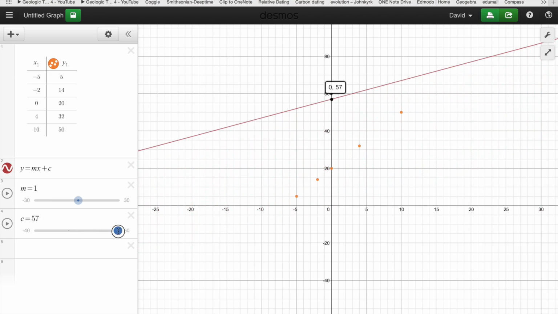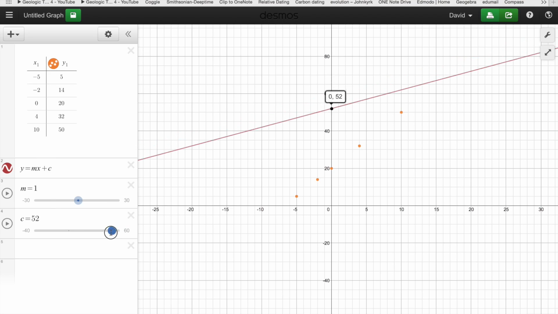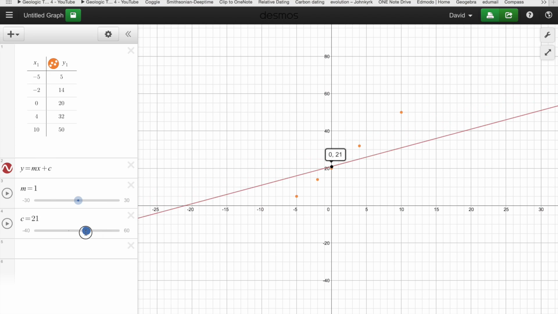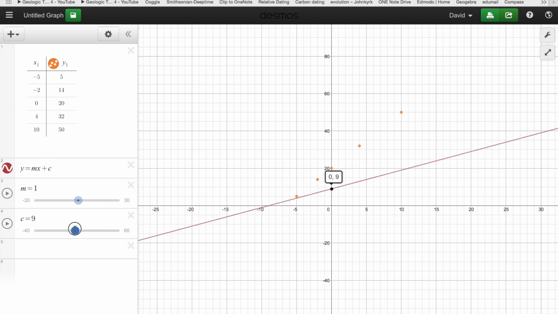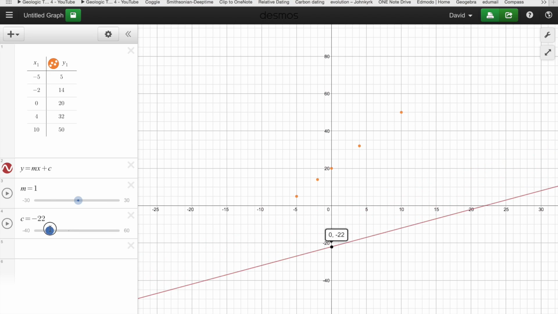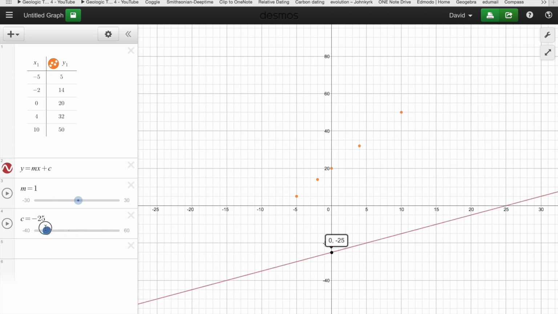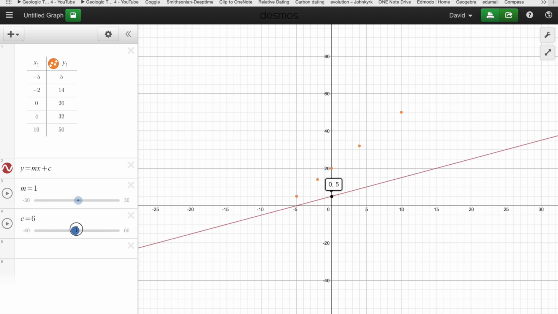But not only that, notice that when c equals 60, it's crossing the y-axis at a value of 60. When it equals 20, it's passing through the y-axis at 20. At 0, and now, no prize for guessing where it's going to cross if I set it to negative 20. That's right, negative 20.